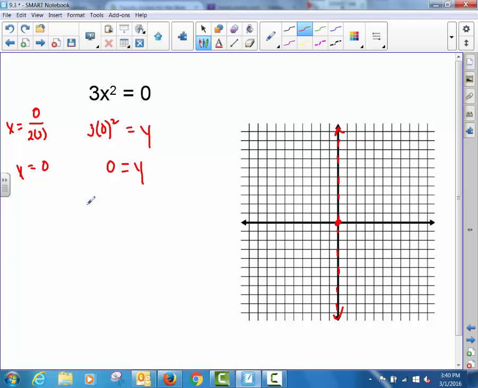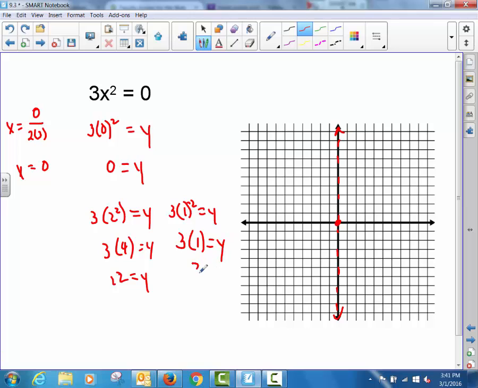Now let's let x equal 2. Okay, I'm just selecting random numbers. So let's go 3 times 2 squared equals y. So that gives us 3 times 4 equals y, which gives us 12 equals y, which is off our graph. So let's try a number smaller than that. So let's try 3 times 1 squared equals y. That gives us 3 times 1 equals y, which gives us 3 equals y.